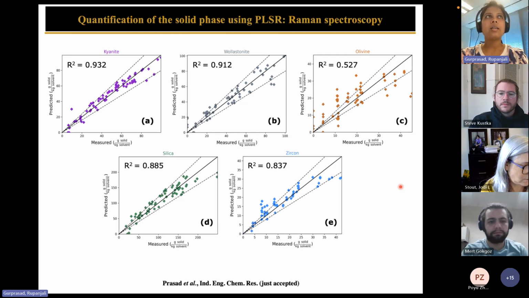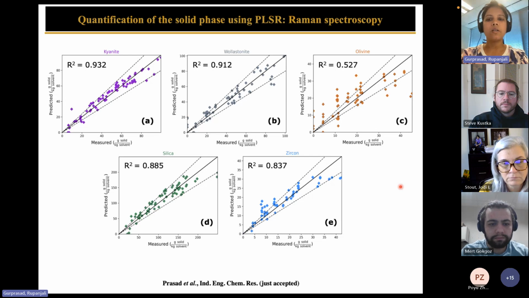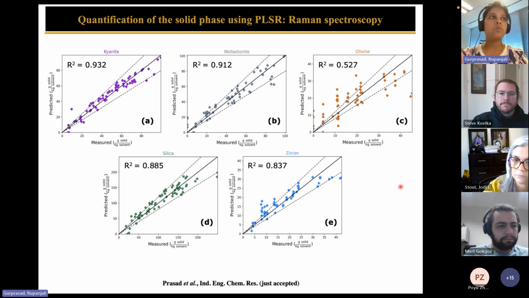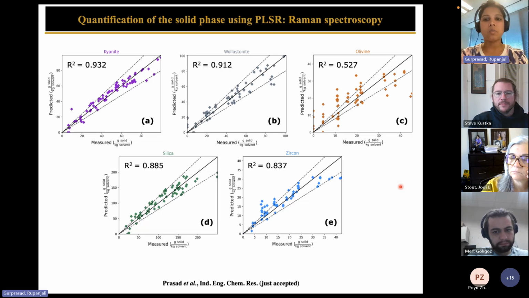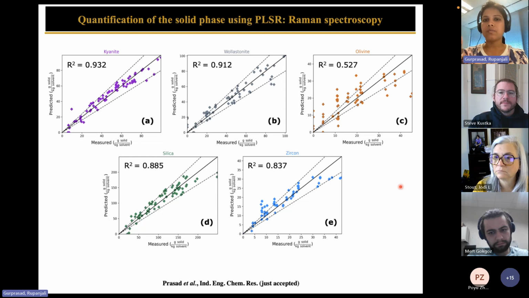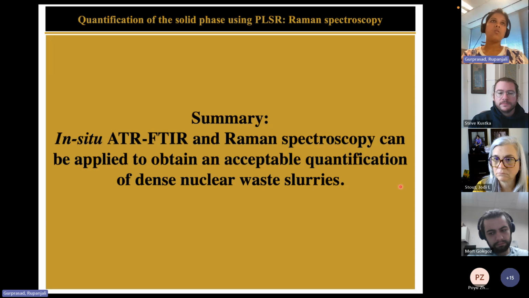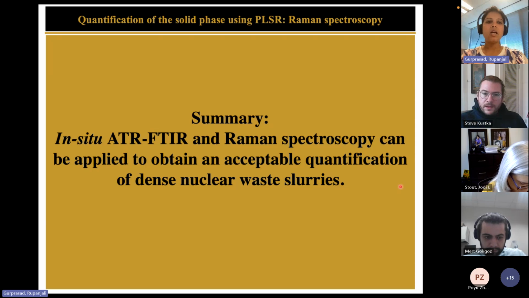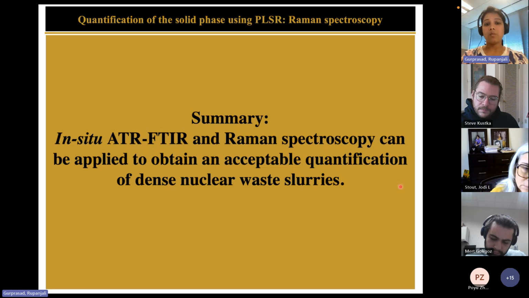But that being said, currently all of these quantifications were done using a partial least squares regression model. But there are a couple of group members who are now looking into whether nonlinear models would do a better job at giving us better prediction accuracies for the Raman as well as the IR data, having such a high amount of solid content. So to summarize, what we have demonstrated is that NC2ATR FTIR and Raman spectroscopies can both be applied to obtain an acceptable quantification of these highly dense and highly multi-component nuclear-based slurries.